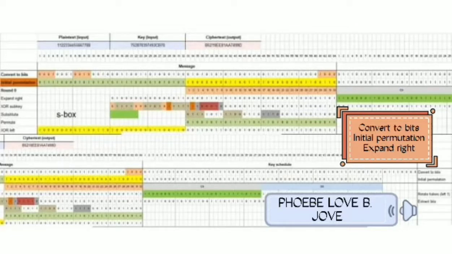Expand right. It is the way through which we get 16 subkeys of 48 bits from the initial 64-bit key, one for each round of DES. The generated keys will be used during the encryption of plaintext.